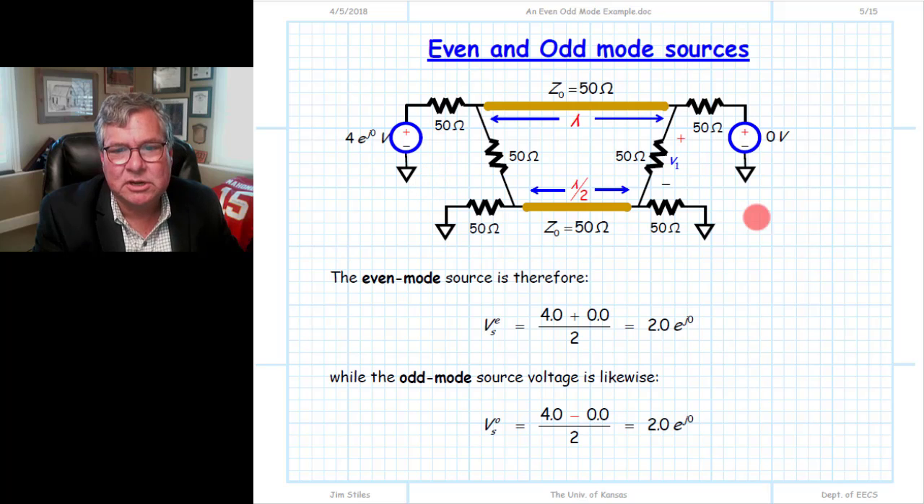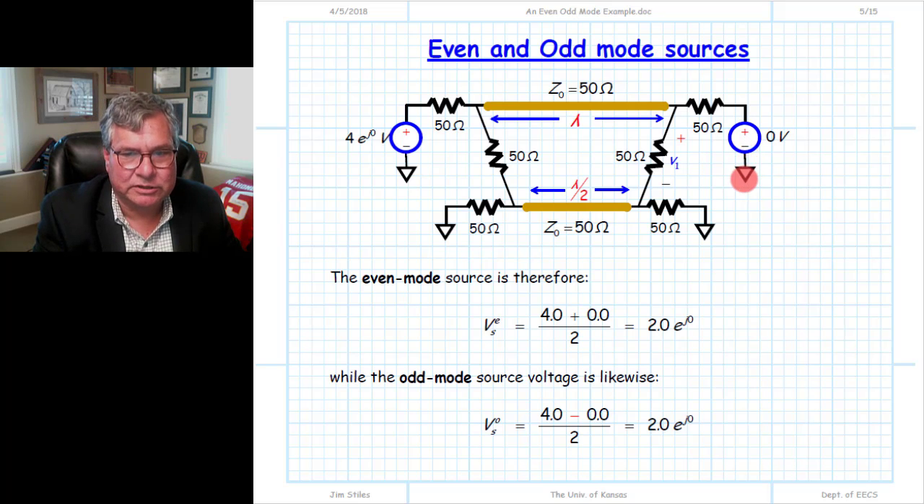So this becomes our circuit now. Two voltage sources that are related to each other by reflection symmetry, or at least a reflection across the plane. Again, they're not the same, so it has disrupted the symmetry, but we can re-establish the symmetry by going through and calculating the even and odd mode sources for these two.